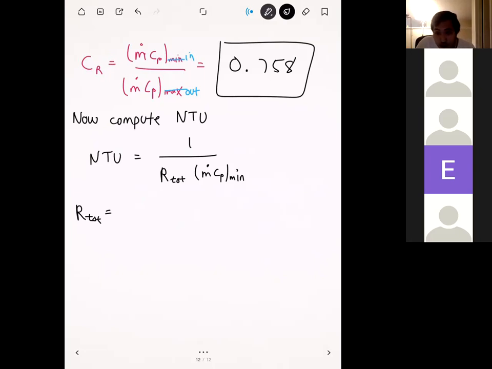All right, question. So just to clarify, m dot CP in is m dot inner times CP inner as well. Yes. Yeah. And so you just take the product of the mass flow rate times the thermal capacity that we looked up from the table. Yeah.